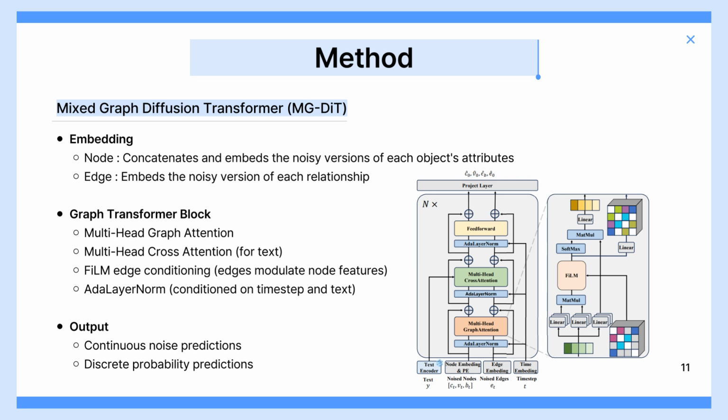The network outputs two types of predictions. One is continuous noise predictions for geometric attributes. The other is probability predictions for discrete categories and relationship tokens.